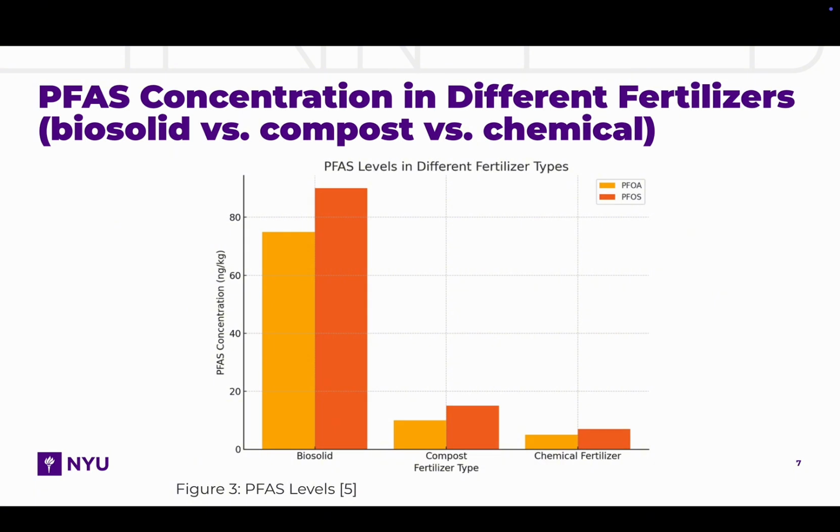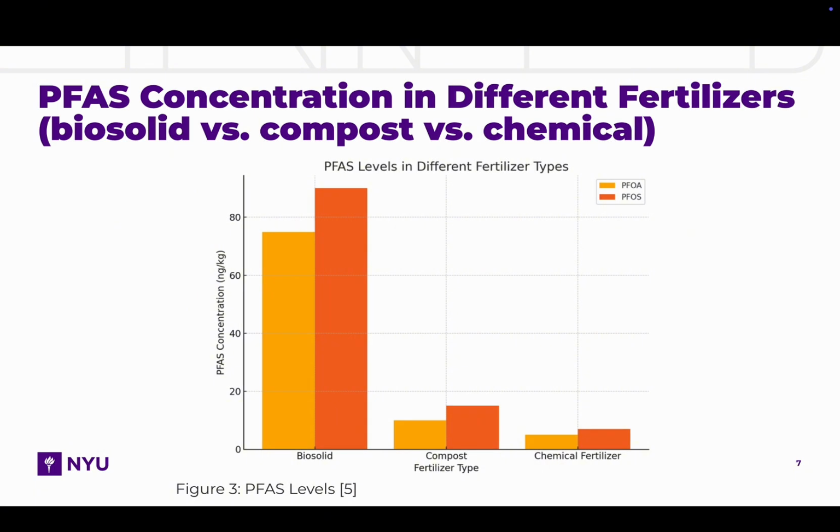This bar graph presents actual PFAS concentration data, specifically PFOA and PFOS, in three common types of fertilizers: biosolids, compost, and chemical fertilizers. As we can see, biosolids fertilizer contains the highest level of both compounds, with PFOA at around 320 nanograms per kilogram and PFOS at approximately 410 nanograms per kilogram.